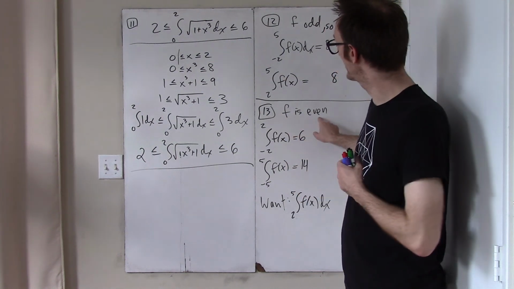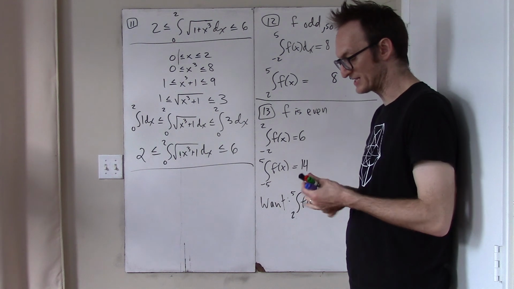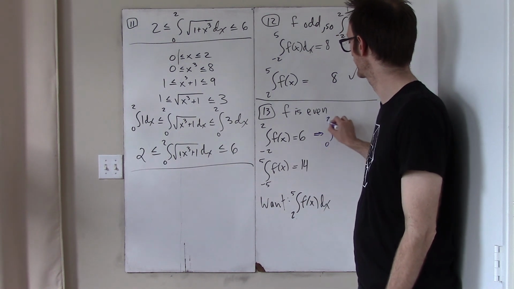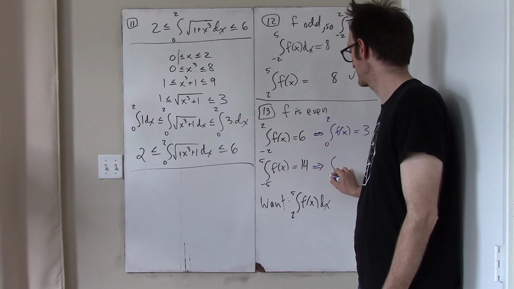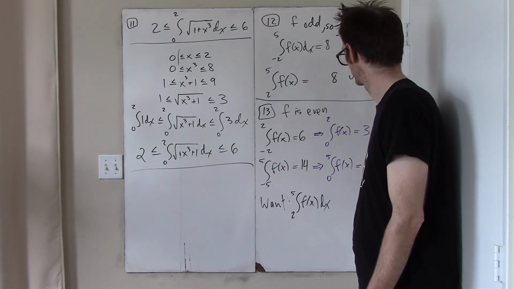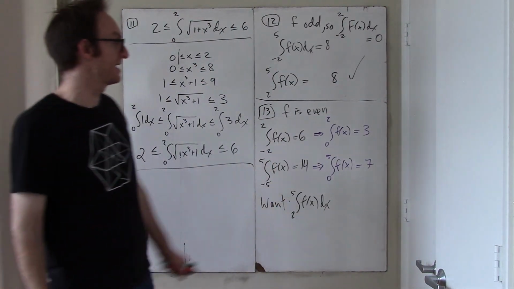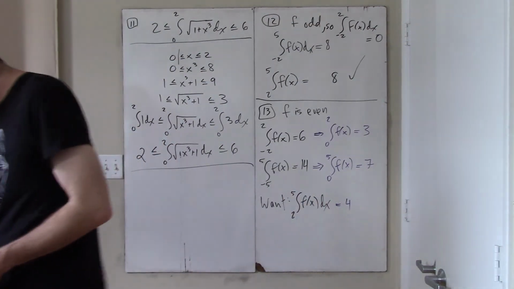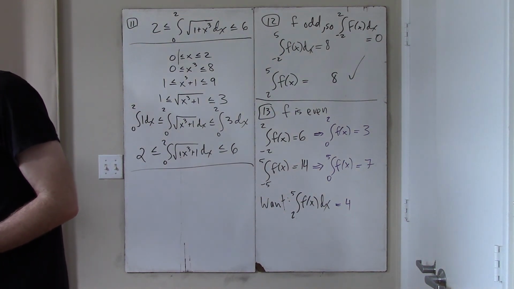If this function is even, then it's doing the same thing from -2 to 0 as it's doing from 0 to 2. And if that's the case, then I conclude from this that the integral from 0 to 2 is 3. And I conclude from this that the integral from 0 to 5 is 7. And if the integral from 0 to 2 is 3 and the integral from 0 to 5 is 7, then the integral from 2 to 5 must be 4. Okay. Woo! Good. We're done.